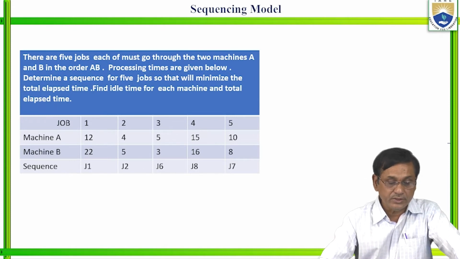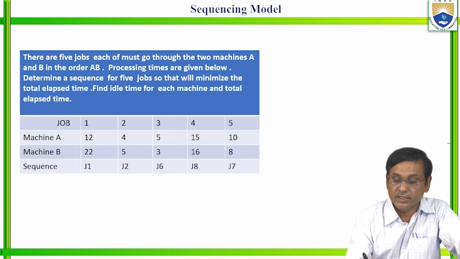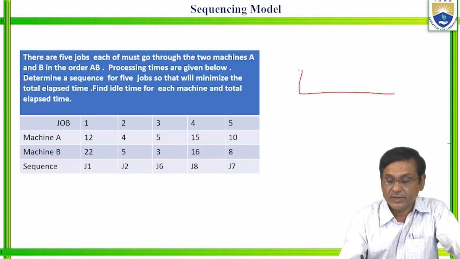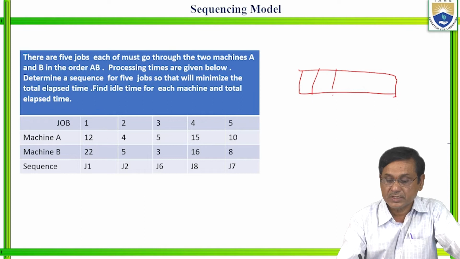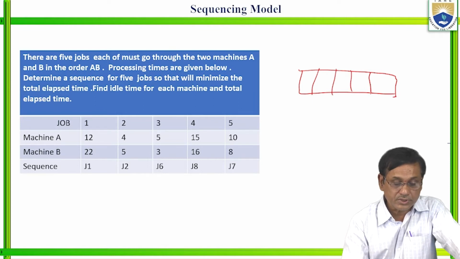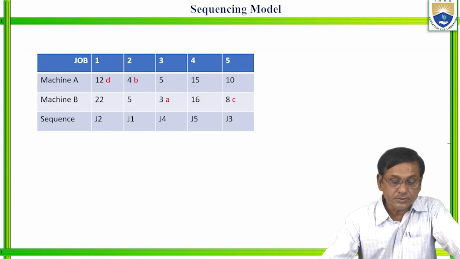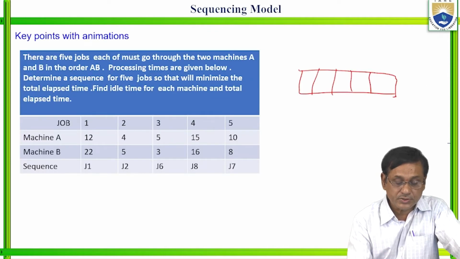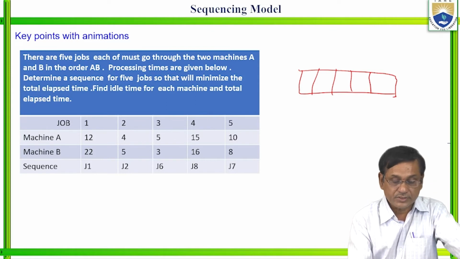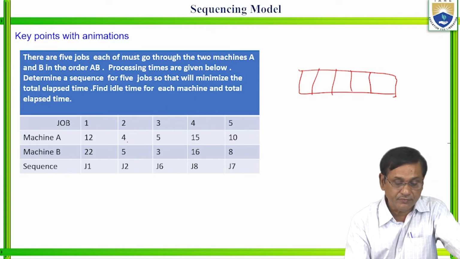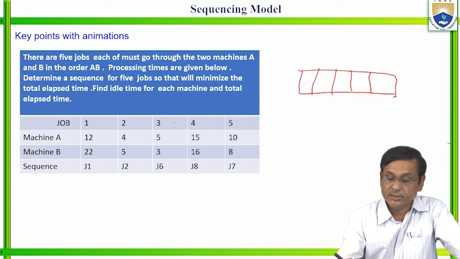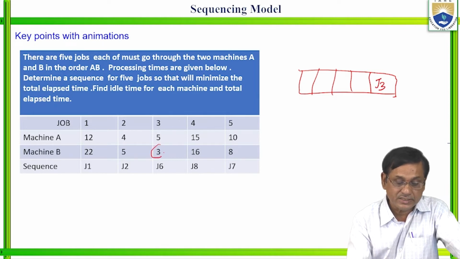So first find the least processing time occurring in the list. There are 5 jobs, so make 5 slots. Then the least processing time: in the first machine it is 4, 5, 10, 12, 15, and in the second machine 3, 8. So the least processing time is 3, and the job is J3. So you write J3 in that block and consider this.